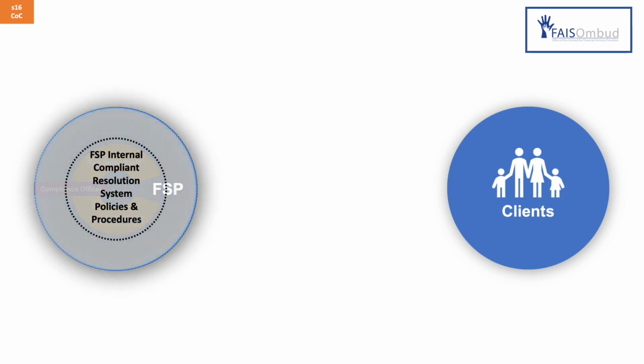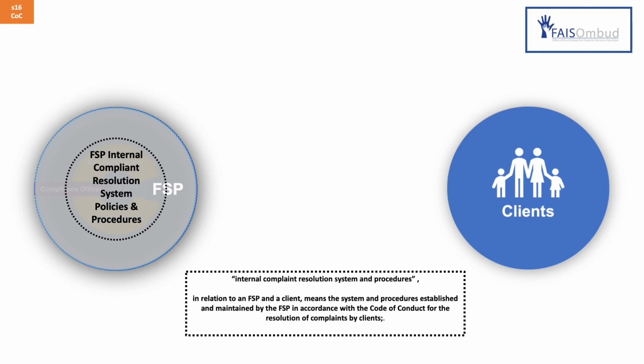The FSP must have in place an internal complaints resolution system and procedures in order to deal with complaints it receives from clients. Section 16 defines what internal complaint resolution system and procedures are in relation to an FSP and a client. This means the system and procedures established and maintained by the FSP must be in accordance with the Code of Conduct for the resolution of complaints from clients.